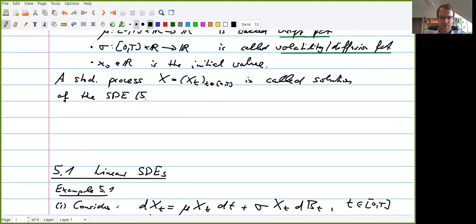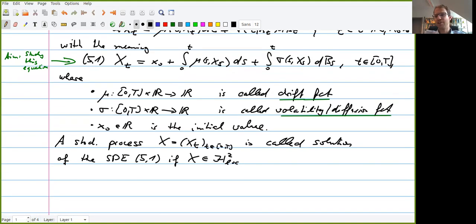of 5.1 if X is in H2 log. So we want that the solution ensures that the stochastic integral and the Lebesgue-Stieltjes integral are well defined. It is a continuous process, right? I mean, it has to be a continuous process because the right-hand side is a continuous process. And we want that it satisfies the given integral equation 5.1.